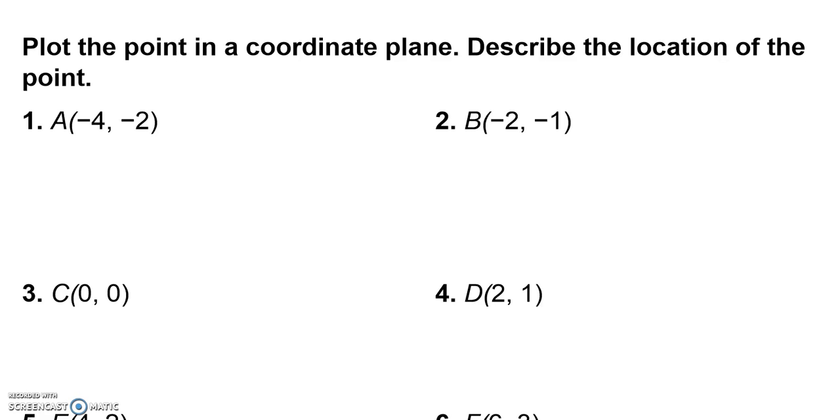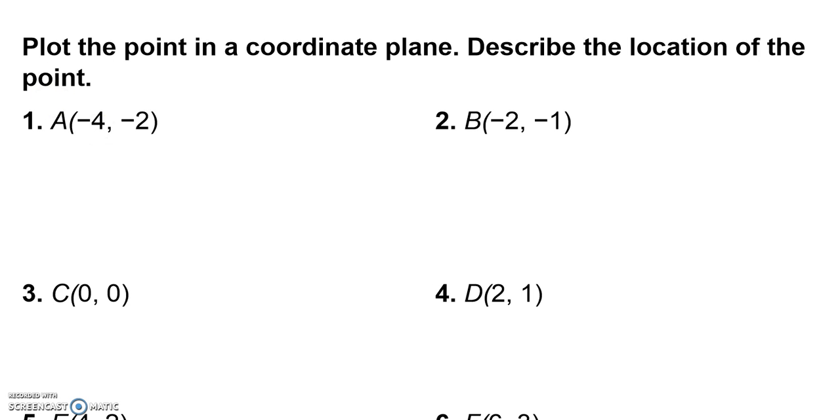Okay, so plot the point in a coordinate plane and describe the location of the point. So say we were to graph A, (-4, -2), that's going to be in quadrant 3. So that's what they mean by describe the location. I'm not going to do these because we just did these in the last video, and you can do a couple if you wish.